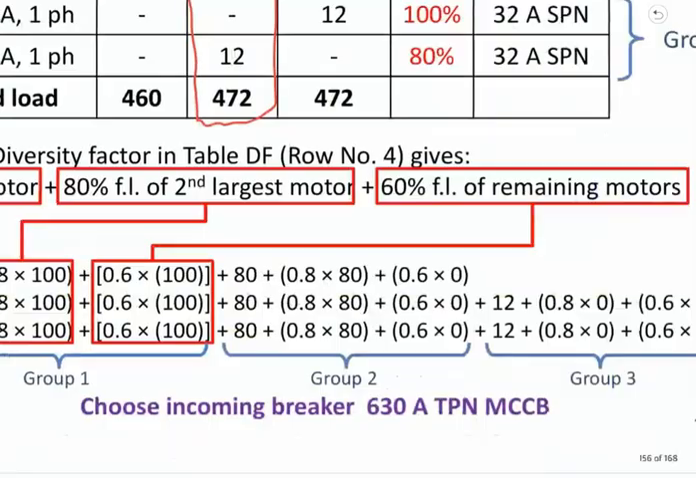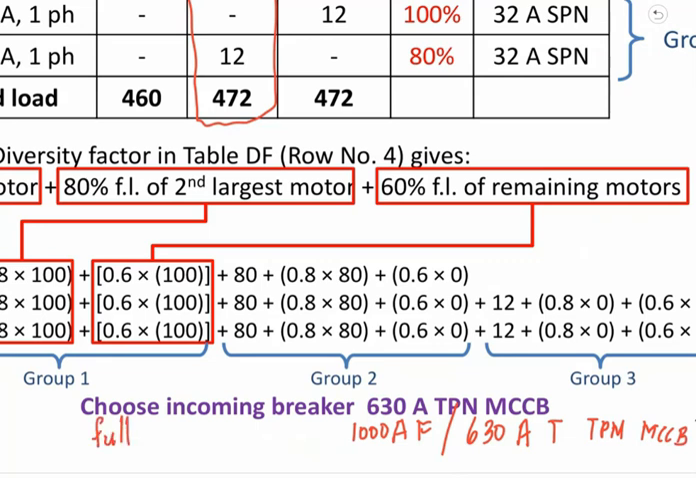I want to zoom in. We can write as 1000 amp frame. We choose a breaker rating 630 amp, triple pole neutral MCCB. That is if we ask you for the full specification.